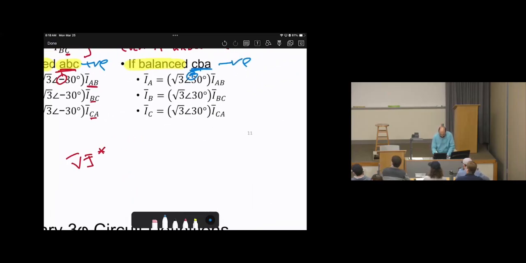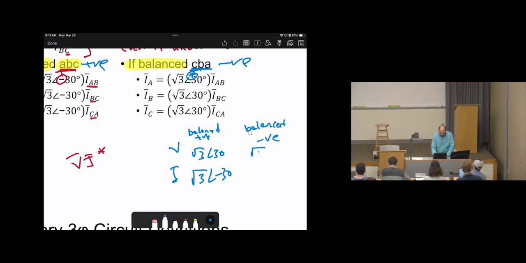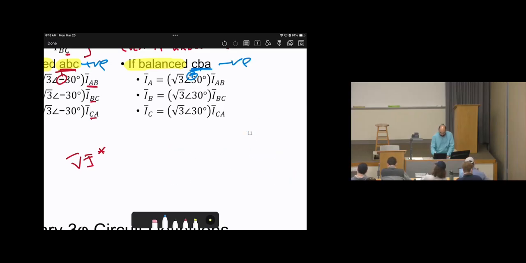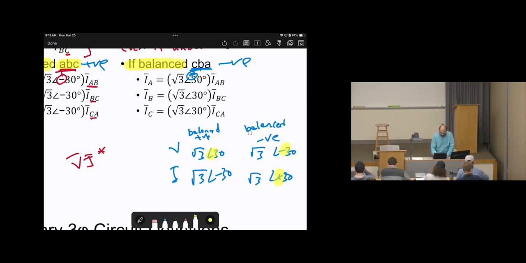Again, let's discuss the voltages and the currents, balanced and positive sequence. So for the voltage it will be square root of 3 angle 30 degrees. Then for the current, square root of 3 angle negative 30 degrees. Then balanced and negative sequence: for the voltage, root of 3 angle negative 30, while for the current, root of 3 angle positive 30. So just keep in mind the angle signs are different.